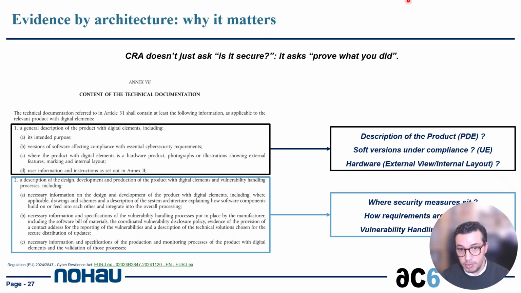There are two sections, by the way. The first section is what I was describing, and section 2 is the heart of the CRA evidence. It requires a description of the design, development, and production of the product, including the system architecture diagram, how the components integrate, where security measures are placed, how essential requirements from Annex 1 are fulfilled, and the vulnerability handling process, the SBOM, the disclosure, the update strategy, and the production and monitoring process.